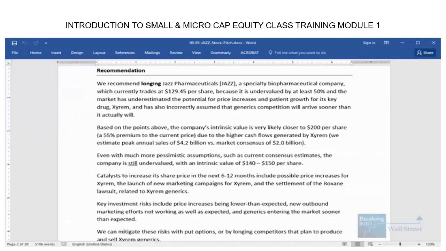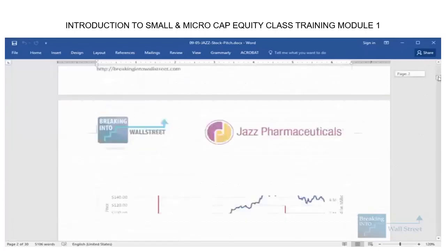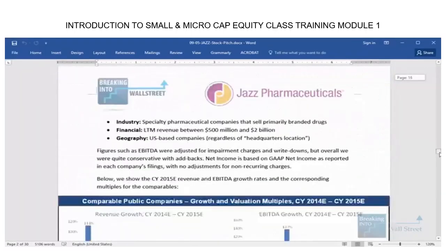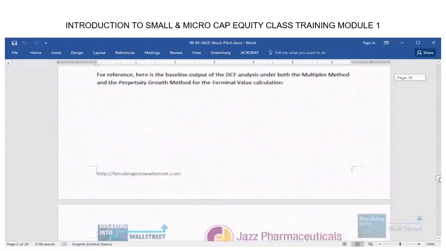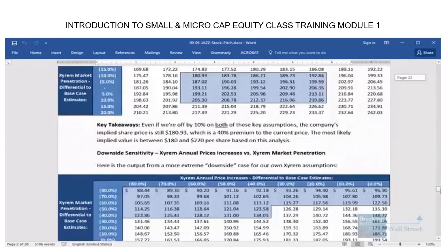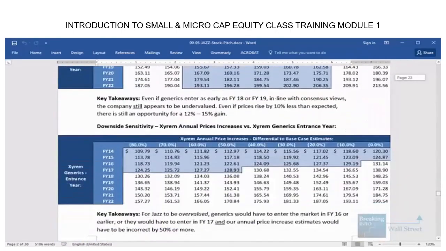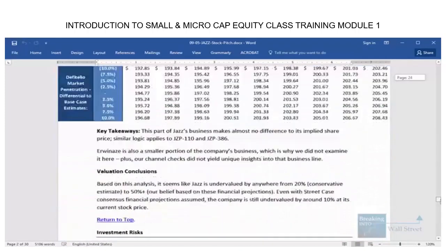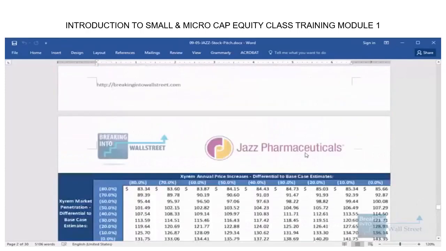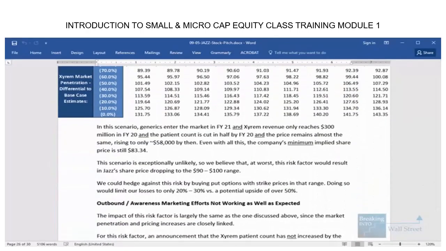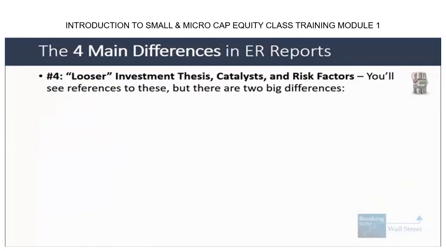The difference is that if you look at a typical stock pitch, far more time and attention is spent on these sections. I'm just going through our pitch for Jazz Pharmaceuticals right now. We have many sensitivity tables with ranges. We consider different scenarios. We explain exactly how all of the factors that we list as catalysts will affect the company's share price.